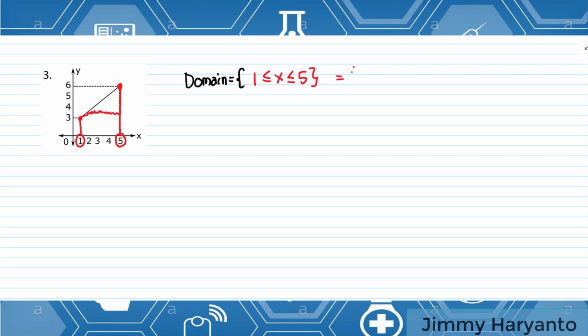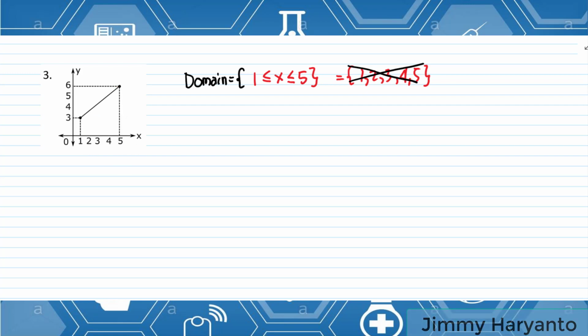Yeah, you cannot say the domain is 1, 2, 3, 4, 5. You cannot say it like this because there are 1.5, there are 1.6, 1.7, 2.5, 3.6, and so on. Okay, so that is the domain.